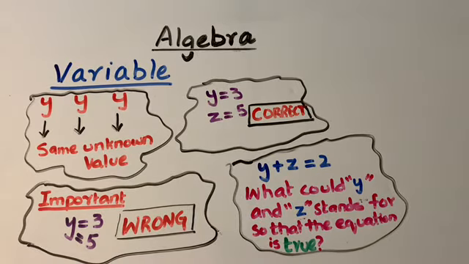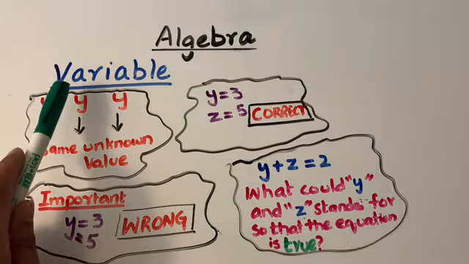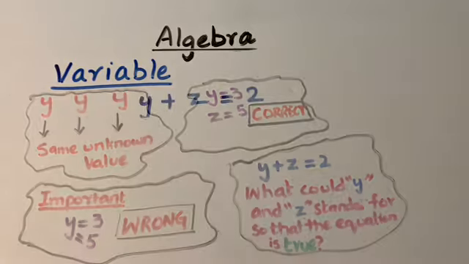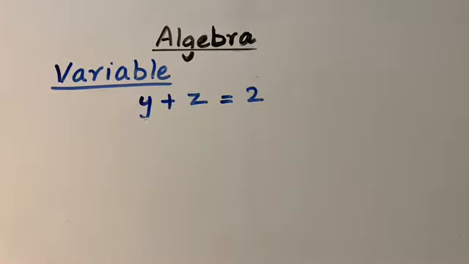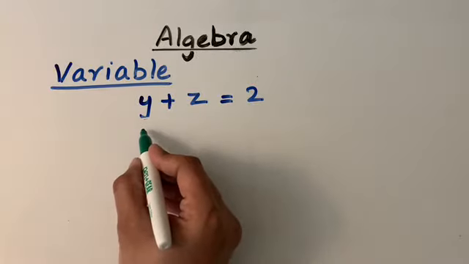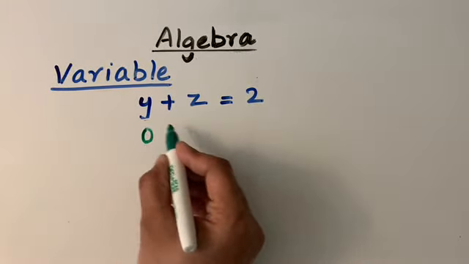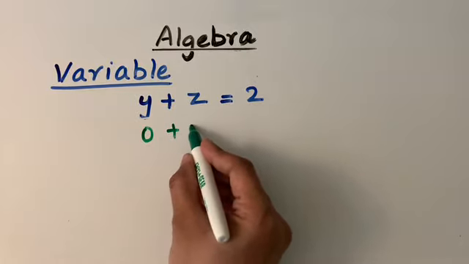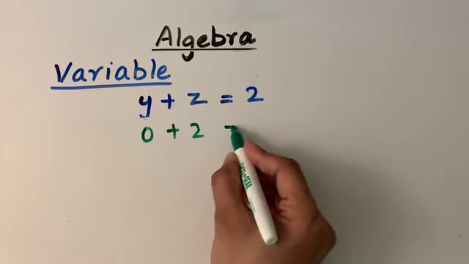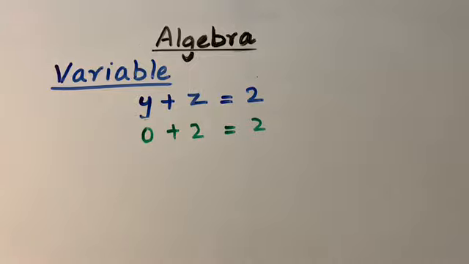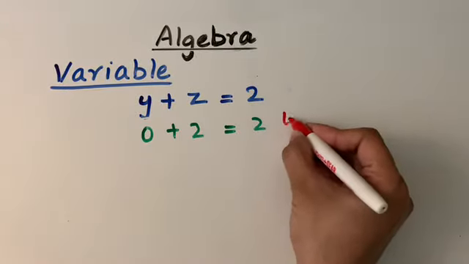Let's say you have an equation, y plus z equals 2. What could y and z stand for so that the equation is true? Let's figure it out and get to know what a variable is. Let's solve this equation and find out all the possible values of y and z. Let's say y is 0 here and z is 2. When we add them, we'll get 2. This means our equation is true.